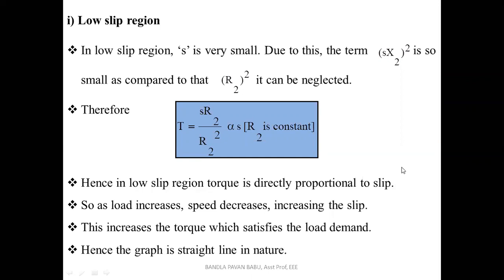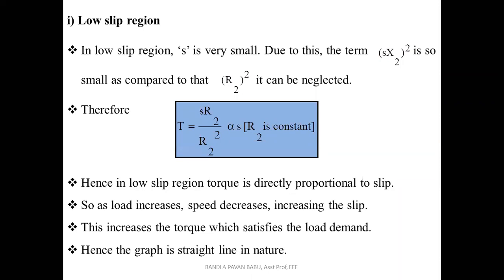So that is the statement in the low slip region. As load increases, speed decreases, which leads to an increase in the slip. So what does it mean? Since the motor is connected to the mechanical loads, the speed of the motor starts reducing.